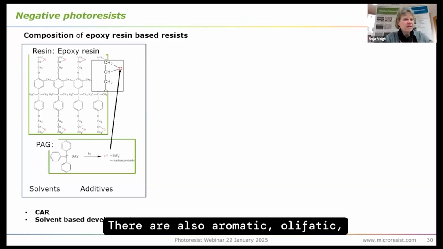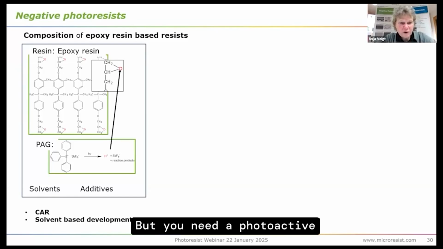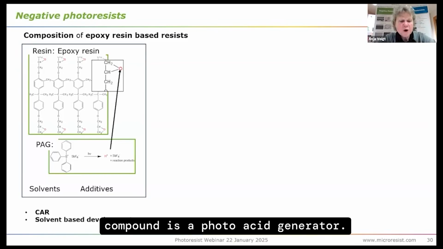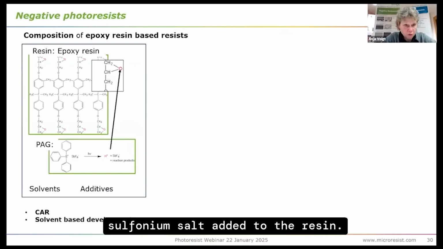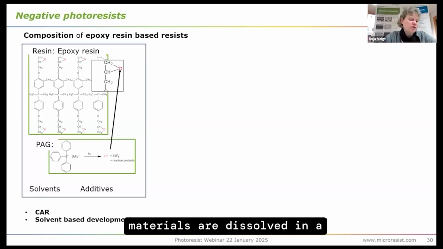There are also aromatic and aliphatic epoxy resins available, different kinds. That's the resin, but you need a photoactive compound. In that case, the photoactive compound is a photoacid generator. So you have an aryl sulfonium salt added to the resin. Both materials are dissolved in a solvent with some additives.